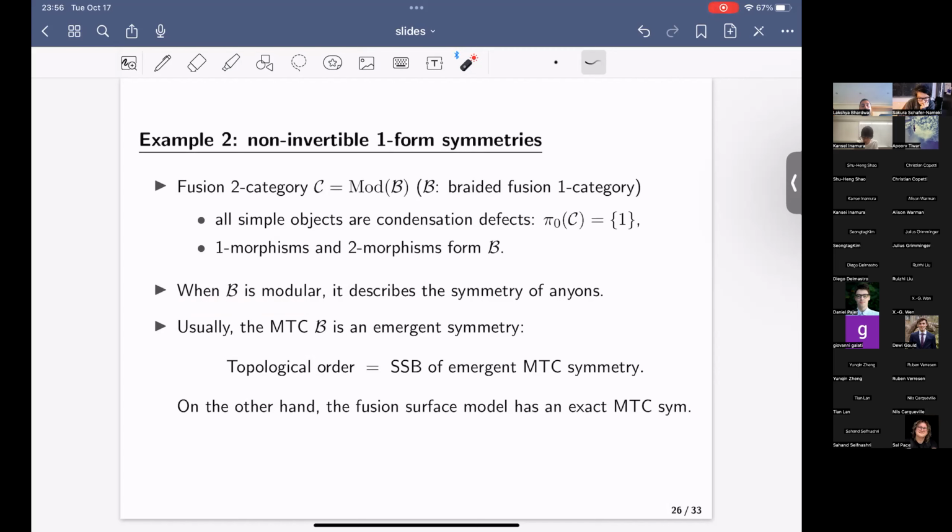And usually, this modular tensor category symmetry is an emergent symmetry that appears only in the low energy limit of topologically ordered phases. In this context, a topological order is understood as a spontaneous symmetry breaking of emergent MTC symmetry. But on the other hand, in the fusion surface model, these non-invertible one-form symmetries are exact symmetries on the lattice. And we can discuss spontaneous symmetry breaking of these symmetries.